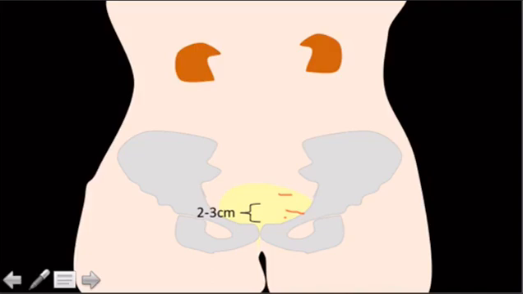Typically you want to hit midline, and the reason you want to go midline is there are these things called the inferior epigastric arteries, right? So you want to avoid those, and the safest way to do that is a midline approach.